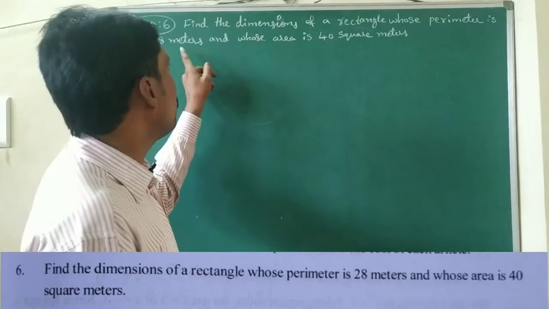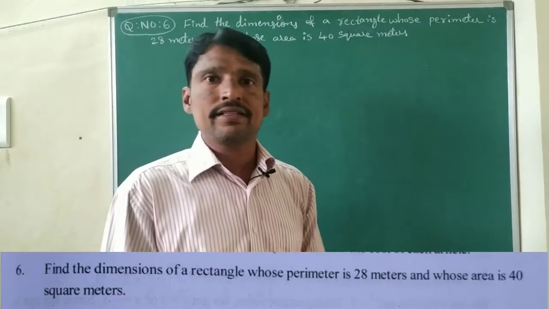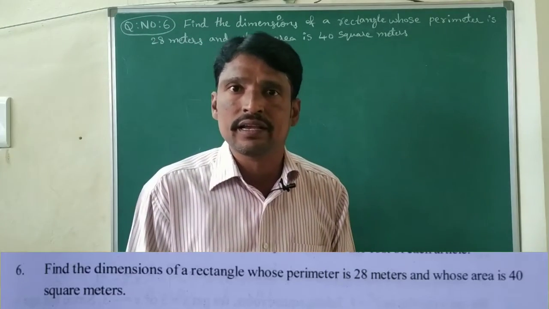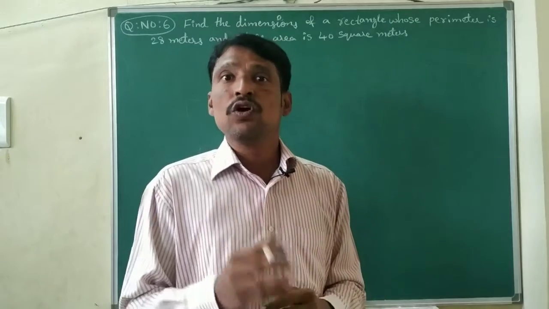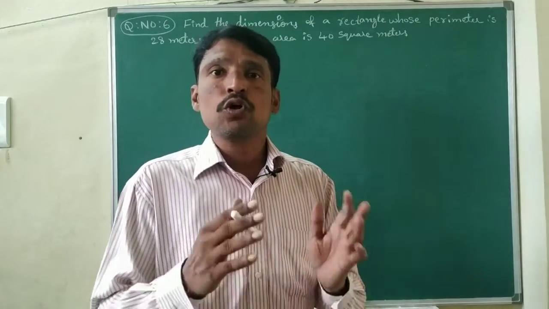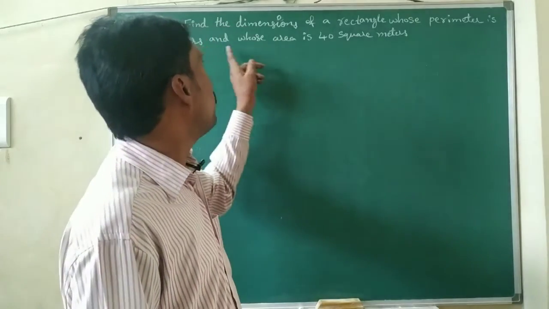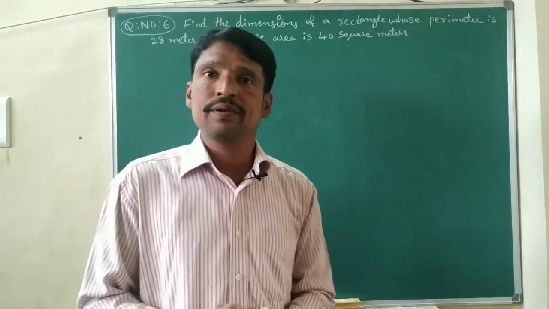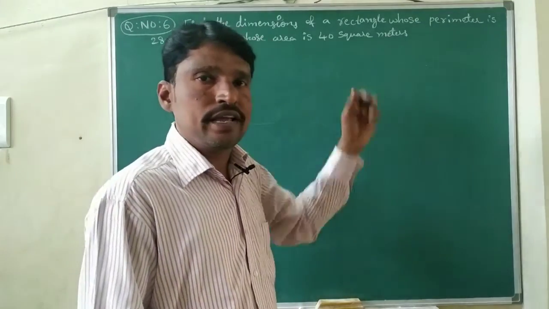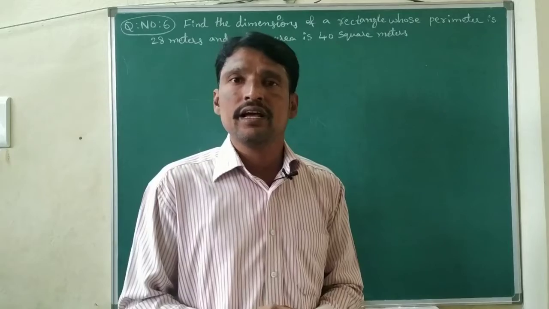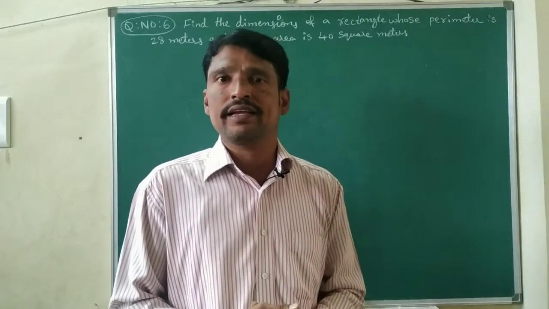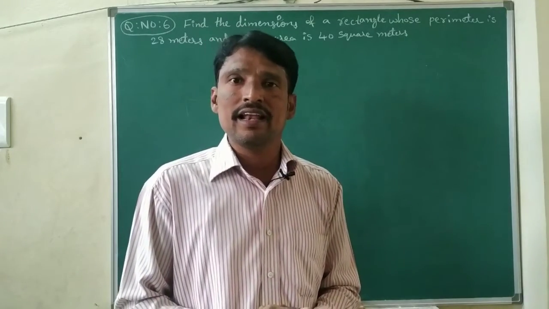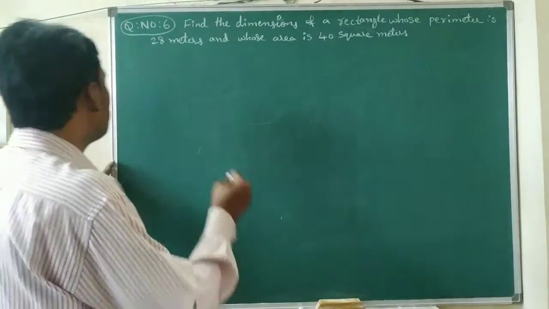Here the perimeter of the rectangle is given. What is the perimeter of the rectangle? Yes, it is 2 of L plus B. 2 of L plus B equals 28 meters. Also the area is given. What is the area of the rectangle? It is L into B. Now we can see the solution.